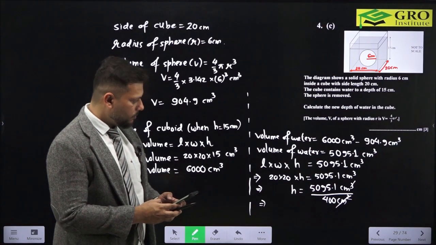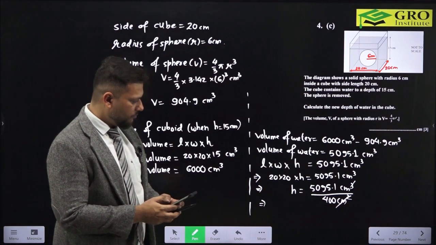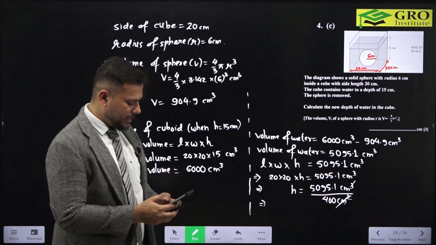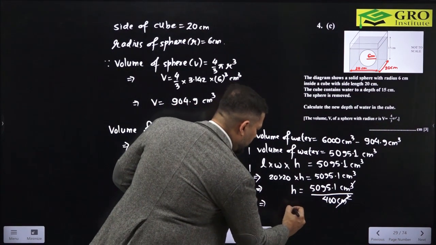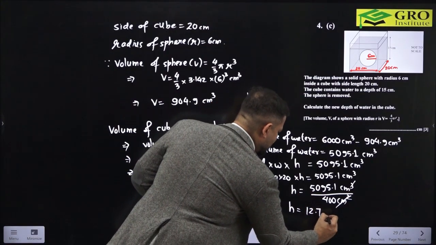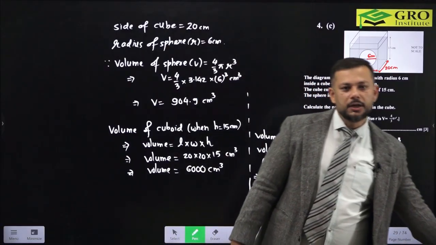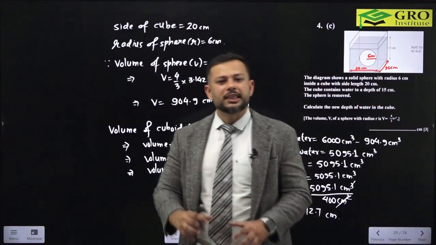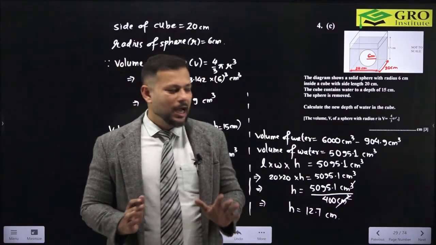Just a minute, bear with me. Yes, here it is. So 5095.1 divided by 400 is nothing but 12.7 centimeter. So guys, this is the new depth of the water when the sphere is removed or taken out from the cube. I hope that is clear.